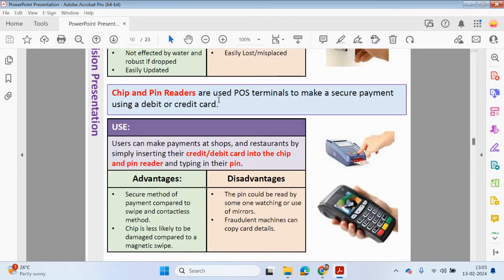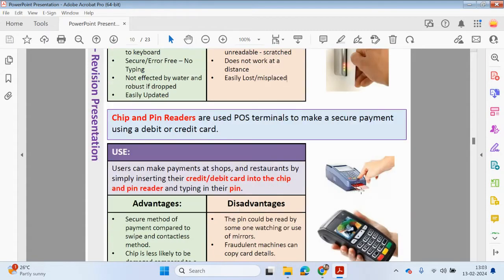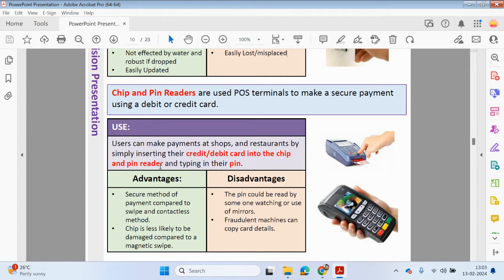So chip and pin readers are used at the point of sale to make a secure payment using a debit or credit card. So instead of swiping a card, the card, which will have a chip, is placed into the chip and pin reader. Okay, and you can make payments at shops and restaurants by simply inserting the card into the chip and pin reader and typing normally a 4 to 6 digit pin. The advantage of this is it's a secure method of payment compared to swiping or the contactless, which we'll come to.